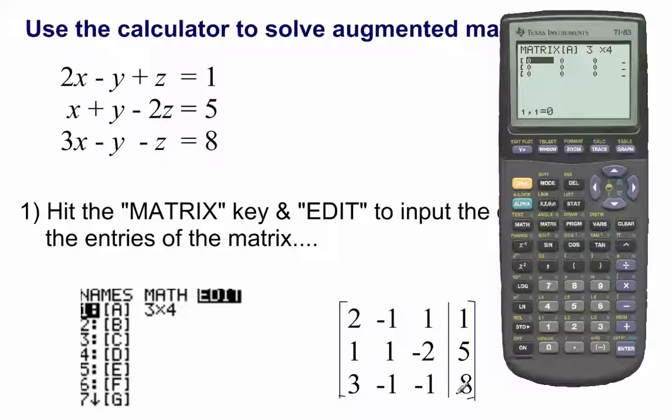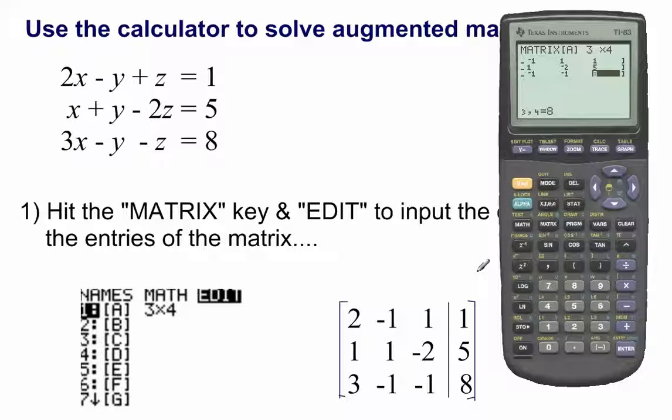Now I'm going to fill in all my numbers, and I can copy over these as I need to if I already had stuff in here. So 2, enter, -1, enter, 1, enter, 1, enter, and then it moves me to the second row. Okay, we'll do this one. 2, 5, and then 3, oops, let's try that again, 3, -1, -1, and 8.